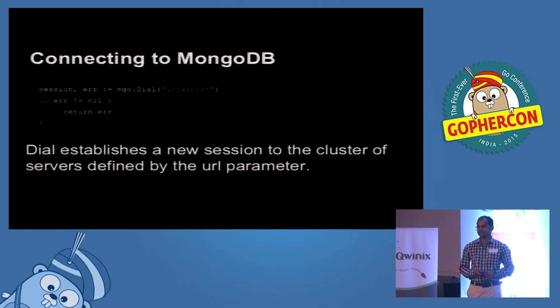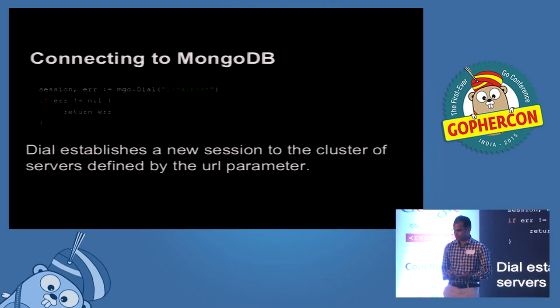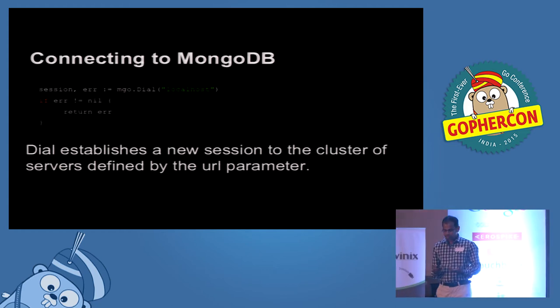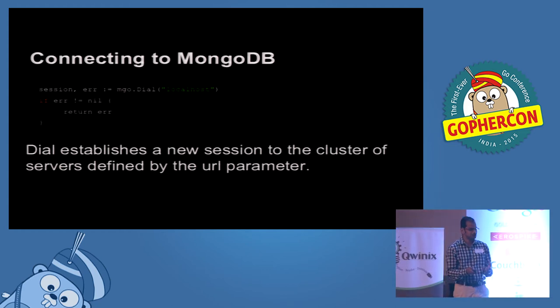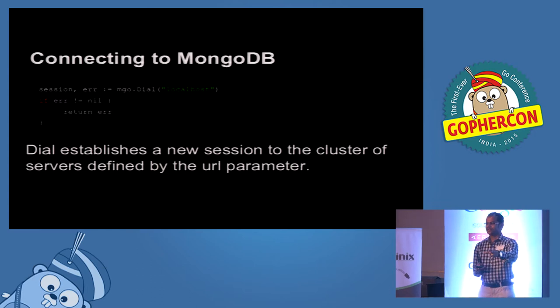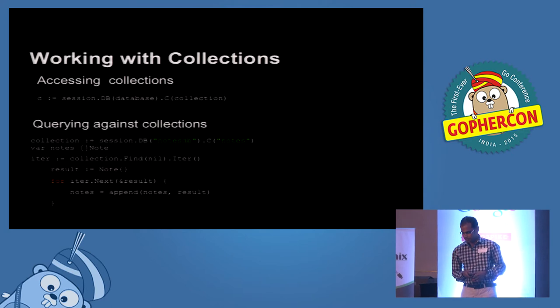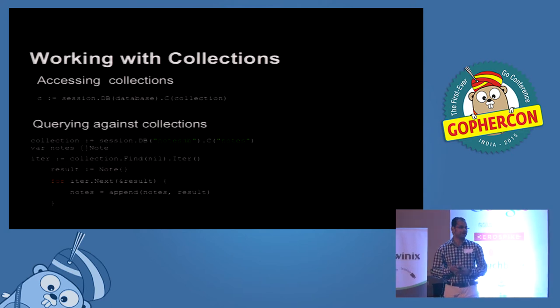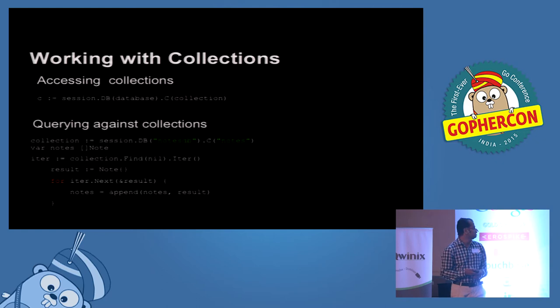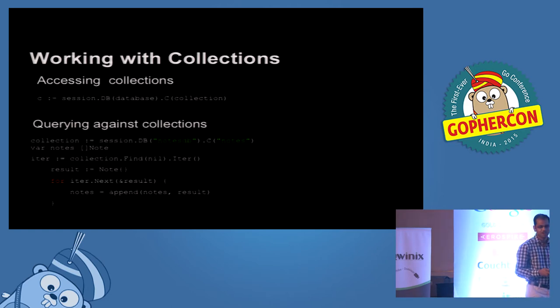Let us look at how to connect with MongoDB from our Go applications. The mgo package provides a method Dial. Dial establishes a new session to one server or a cluster of servers. You can use the same method for connecting to a single server or a cluster of servers by using the single method defined by the URL parameter. So you can pass the URL parameter as an array for connecting to multiple servers.